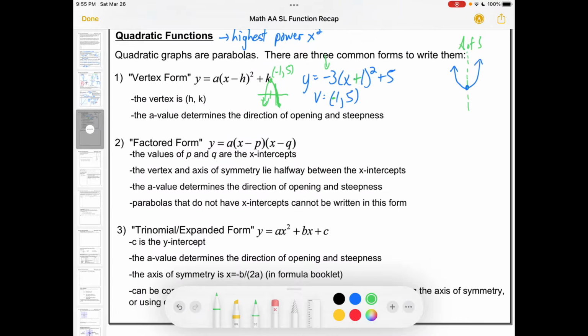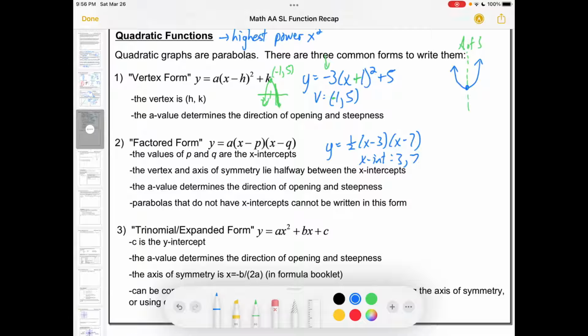The next common form that we're likely to see is factored form. So this is a times 2 binomials multiplied together. And in this case, we learn the x-intercepts. So if you had something like this, y equals 1/2 times x minus 3, times x minus 7. That would have x-intercepts at 3 and 7. Honestly, I just think of them as the numbers that zero out each of those brackets. This particular one that I wrote here is going to be opening upward, and it's not going to be that steep because it has a half in front.